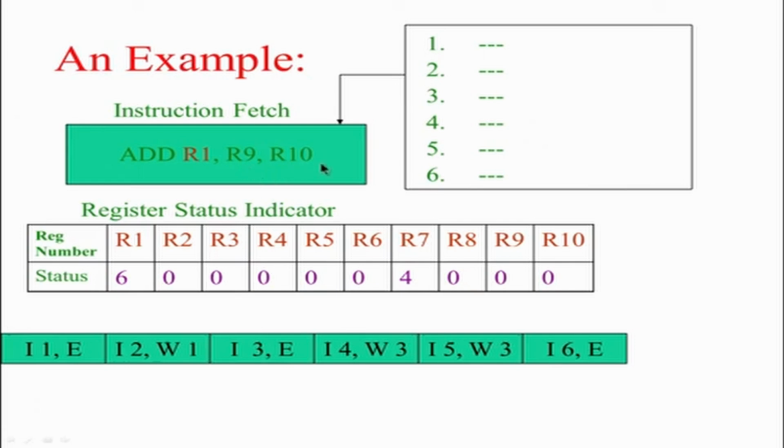Right? Now, next is add R1, R9, R10, right? Note that R9 and R10 are available. Correct. So this will start executing in execution unit 6, and the latest value of R1 beyond that, which somebody wants, will now be available in execution unit number 6.